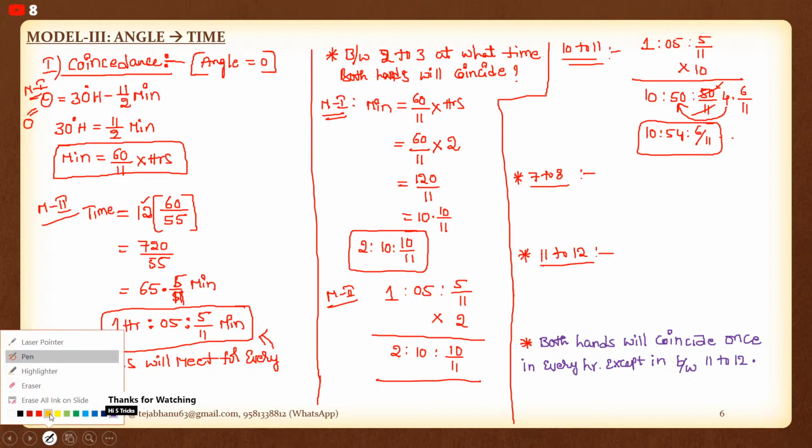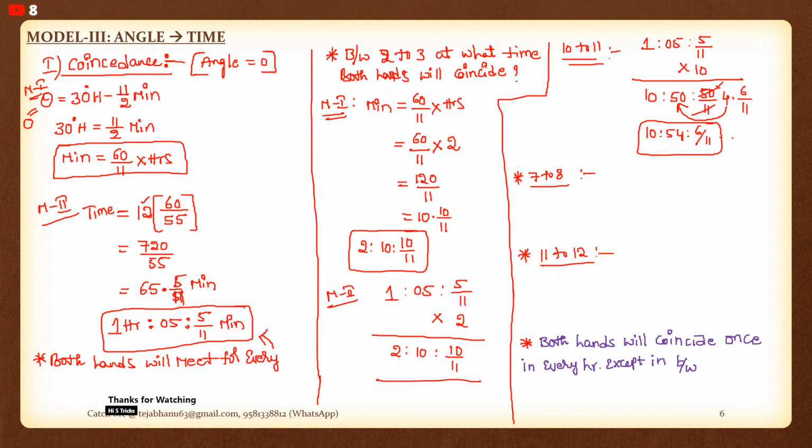Or in some books, it may be written as except in between 12 to 1. Therefore, in 24 hours, they will meet 22 times. Keep in mind, in 24 hours, they will meet 22 times.